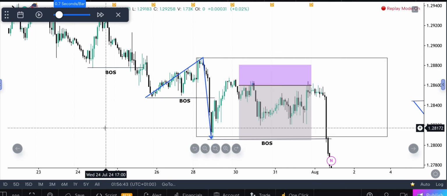Also, I want you to mark out your trend lines. Like I said, a valid trend line must have three touches. And I said that your trend line can also serve as your support or resistance.